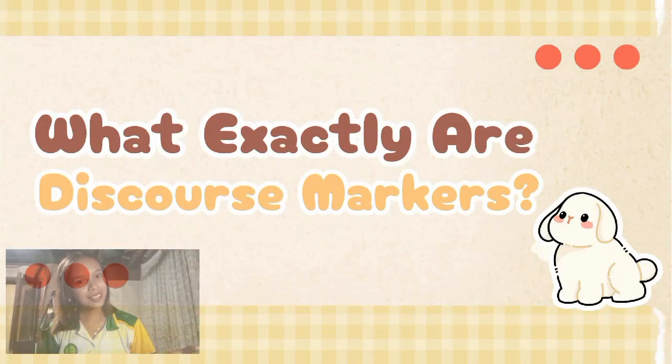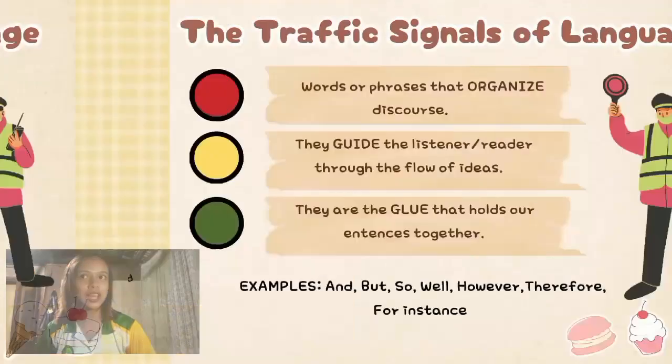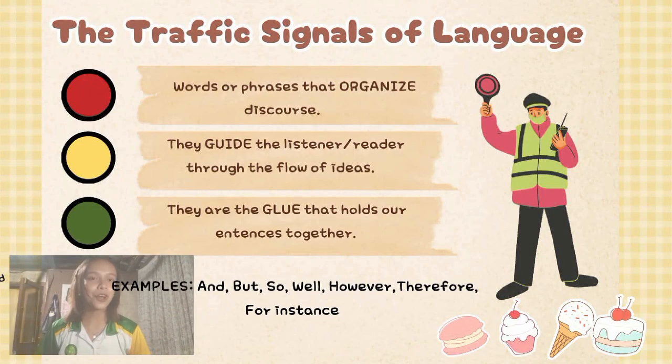So what exactly are discourse markers? Discourse markers are words or phrases that help to organize discourse, that is, our spoken or written language. They are the traffic signals of conversation, but they do not carry the core meaning of the sentence the way a noun or verb does. But they guide the listener or reader through the flow of ideas.